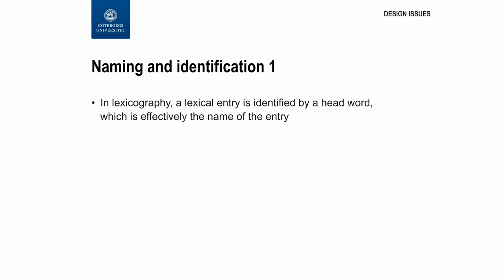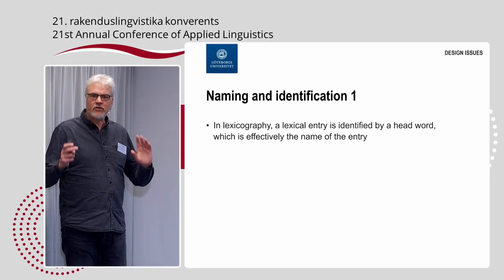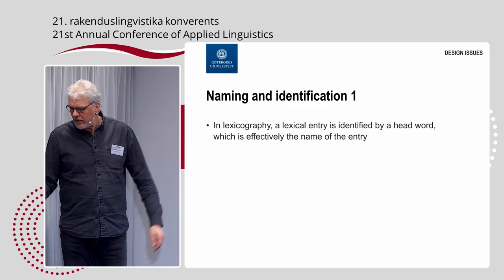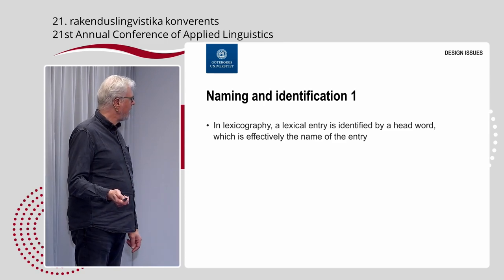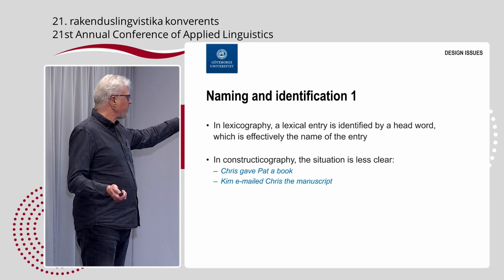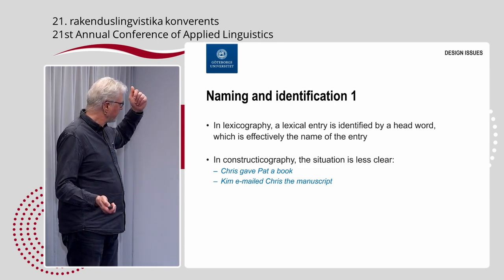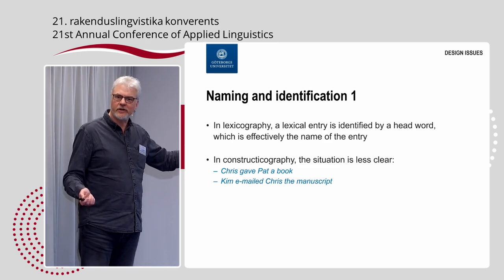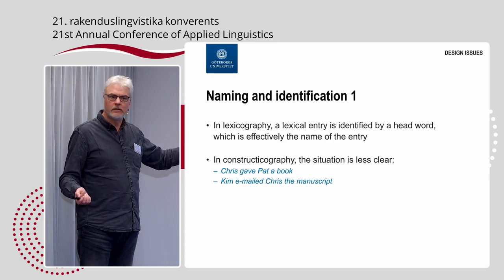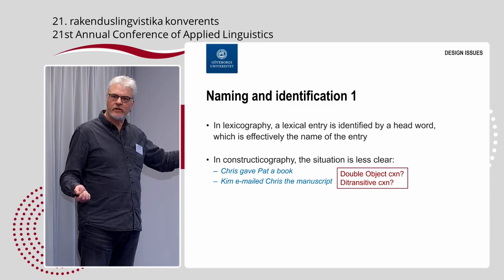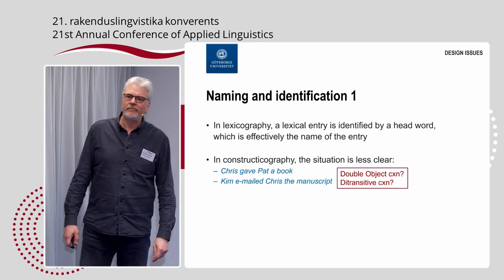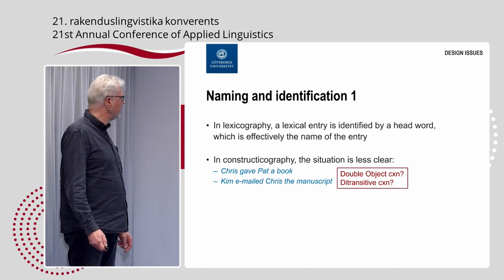Turning to design issues, I start with how you name them. In lexicography, that's easy because you have a head word, and everything is based on that. In constructicography, it's not that clear because this is a familiar construction: Chris gave Pat a book. Or Kim emailed Chris the manuscript. What would you call this construction? Double object construction? Ditransitive? You know it, but it has different names in different texts.